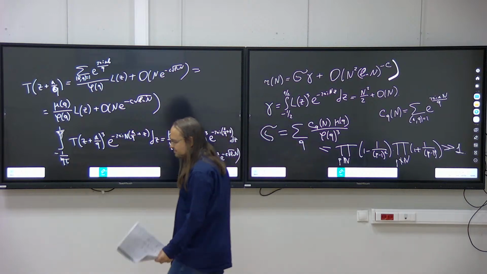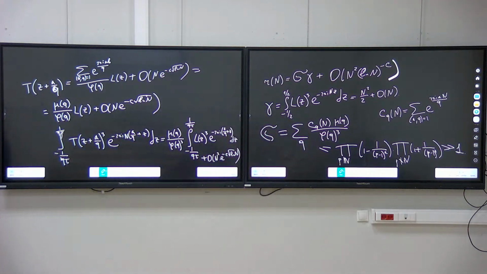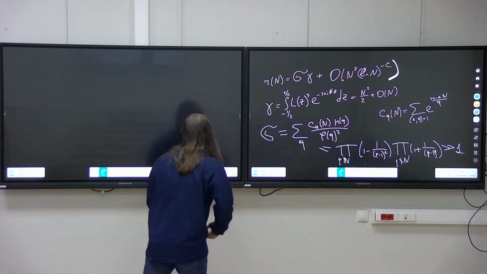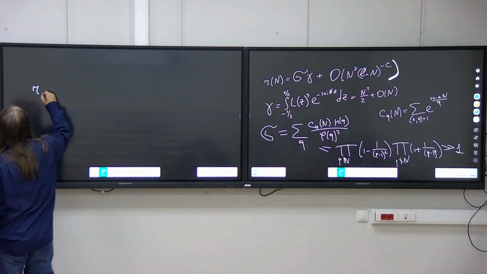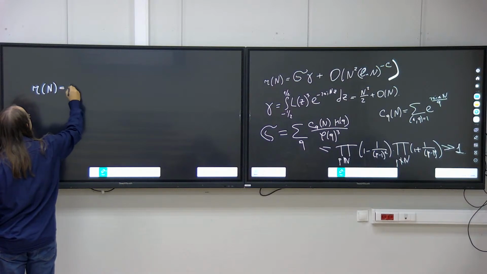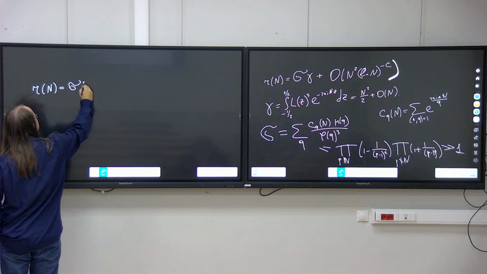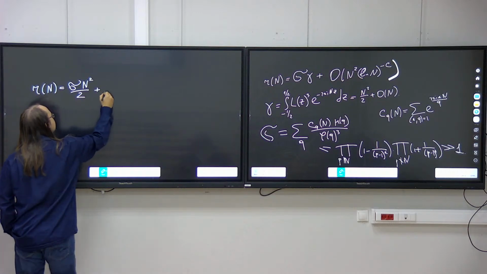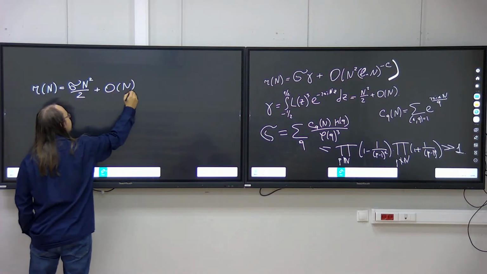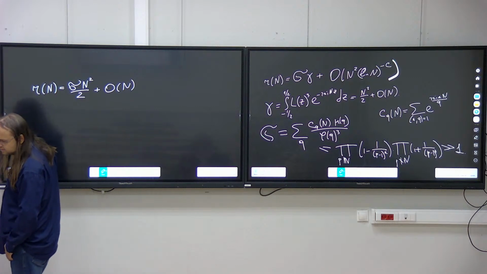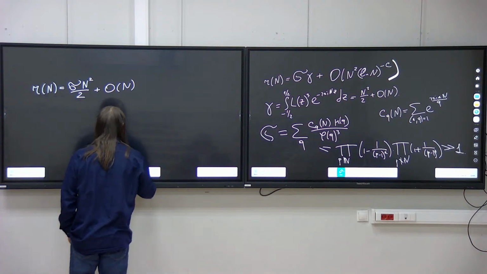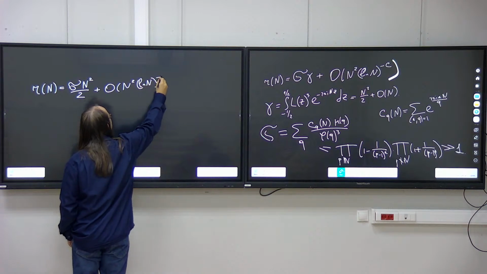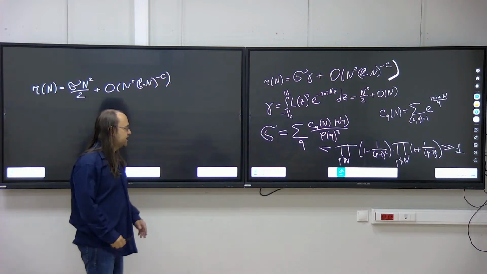And so from this, you get a certain formula for the function r, and so you get that r of n is equal to sigma n squared over 2 plus basically big O of n. No, I think you get something worse. You get n squared log n to the power minus c, but it's still okay.